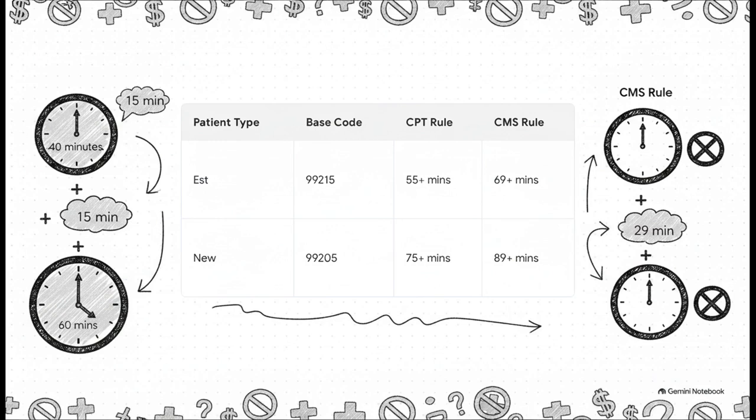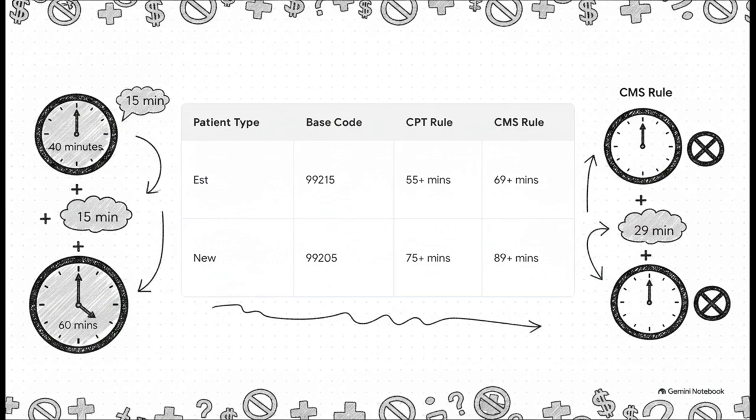But you know Medicare loves to make things interesting. CMS, using HCPCS code G2212, does not agree with this math. They require you to go a full 29 minutes past the base maximum before that first prolonged unit legally kicks in. So for that exact same established patient, Medicare won't let you bill prolonged services until you hit 69 minutes. And you'll see that same painful gap for new patients too. Base code 99205 is 60 minutes. CPT says add 15, so you bill at 75.